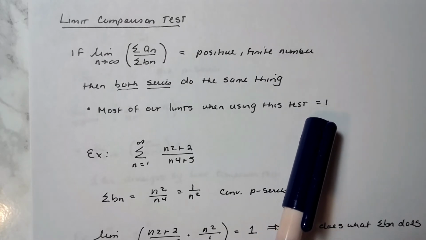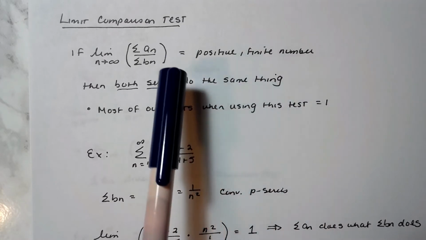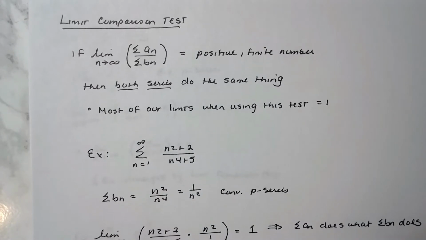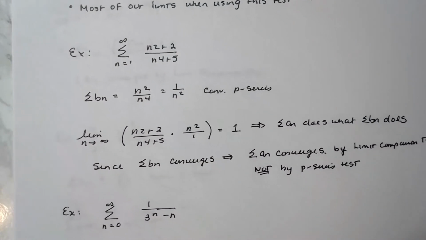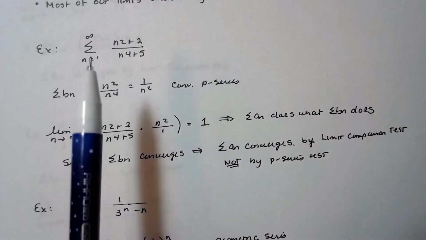As long as it's a positive finite number, then what it guarantees is that a sub n will do whatever b sub n does. Okay? So, the limit is super important in the limit comparison test. Thus, limit comparison test.